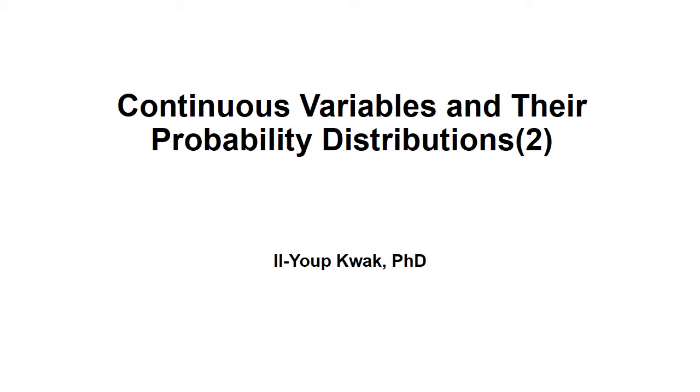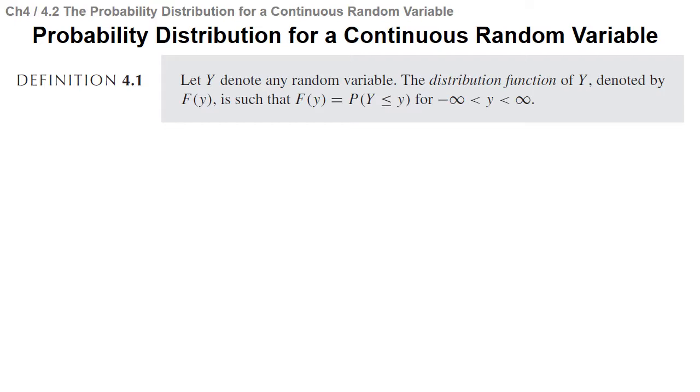Okay, hello everyone. Today we will learn about continuous variables and their probability distribution. Before we start, I'd like to briefly go over something that we've learned last week on probability distribution for a continuous random variable. Definition 4.1 tells about the distribution function of Y, large F_Y.